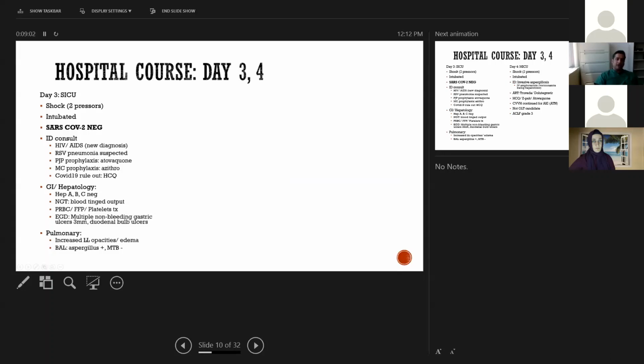Pulmonary, she started having left lower lobe opacities and interstitial edema. The endotracheal secretions were sent, and she was positive for galactomannan, which was consistent with invasive aspergillosis. MTB was negative.